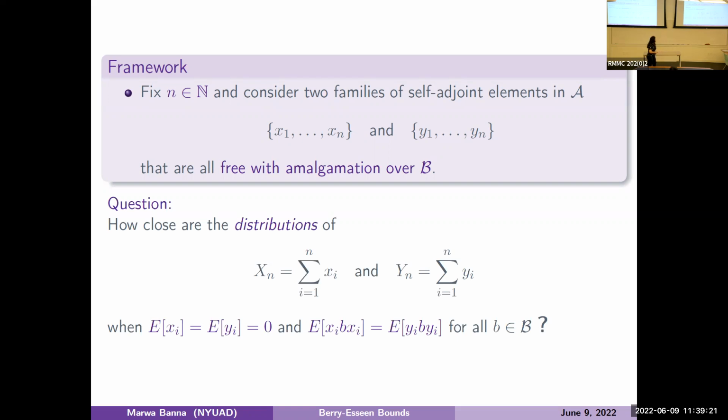So we consider a family Yi freely independent as well with amalgamation over B. We assume that they are also centered, and have matching moments of order 2 with the Xi. And we're going to compare the distributions of these two sums. And then if we can approximate the distribution of these two sums, then we choose the Yi's in a way that gives us the distribution of an operator valued semicircular element. So first we do this approximation, and then we choose the Yi's in a convenient way.